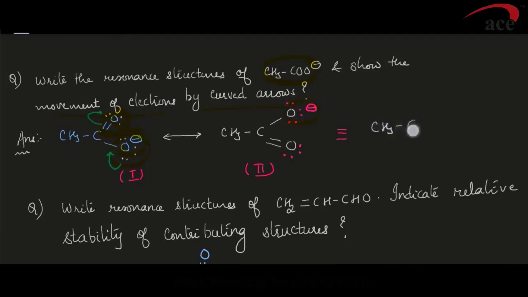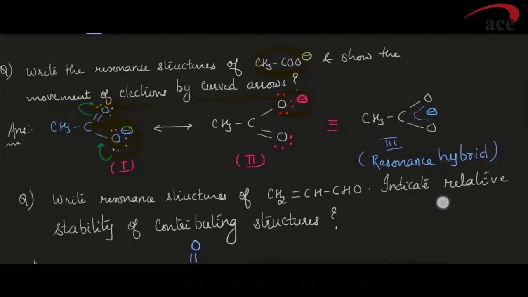What we have is CH3C. In short, just as for benzene we represent a circle inscribed in a regular hexagon, similarly we can show the negative charge being dispersed between these two electronegative oxygen atoms. So I call this structure 3. Structure 3 is called the resonance hybrid. A resonance hybrid is the actual structure of the contributing two structures.